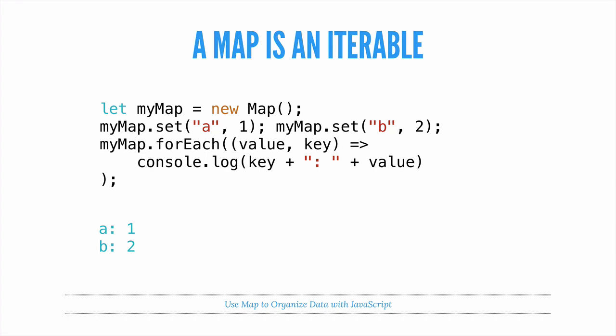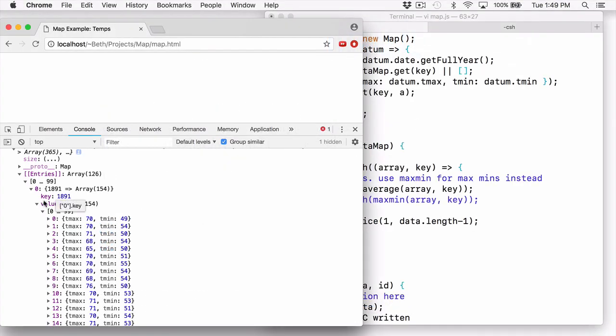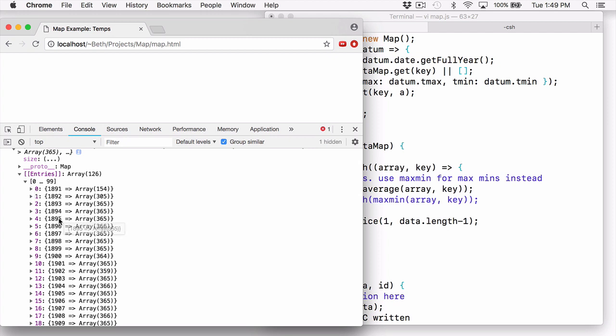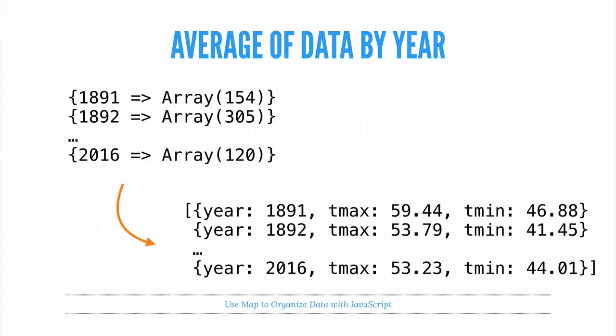Another way map is like an array is that the things we put in the map are in order. So if we look again at the map in the console, you can see that because we added the key value pairs in order as we found them in the data array, the data is in order by year in the map. So iterating over a map using forEach maintains the order. So we can compute the average by year and then put that data into a new array so that at the end of the reduce function, what we have is an array of objects ordered by year with the average high and low temperatures for each year, which is exactly what I need if I want to graph the data.